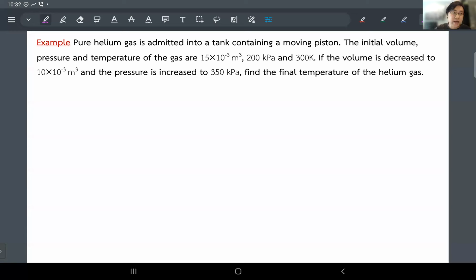This is a type of question where you would like to compare between two states of a gas. So all you need to do is just use that relationship that we already derived: P1 V1 over T1 equals P2 V2 over T2.